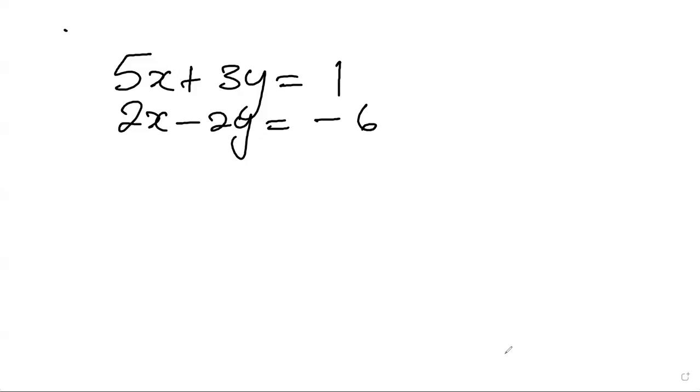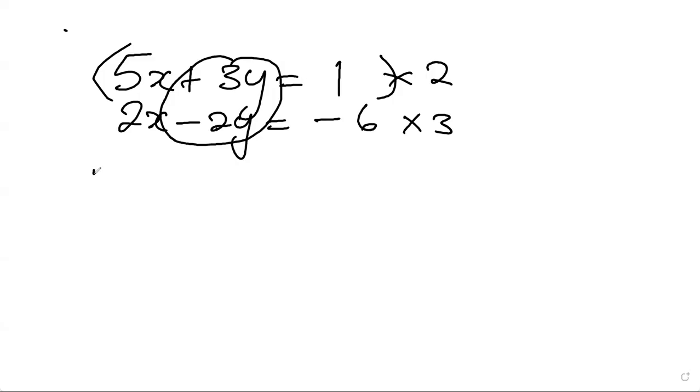Alright, so we have 5x plus 3y equals 1, 2x minus 2y equals minus 6. We could choose y. So if I get rid of y, we need to multiply by 3 and 2. So we're going to make both of them be 6. So this is by 2 and this is by 3.